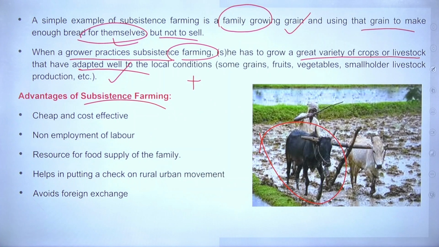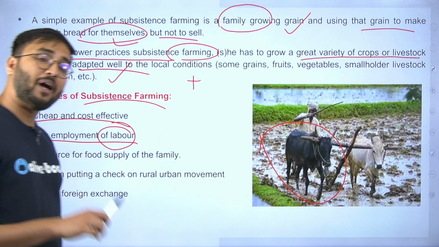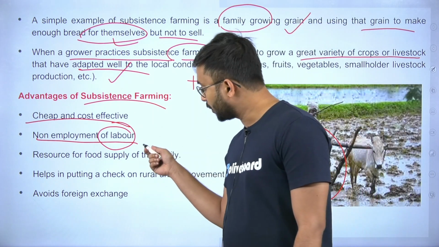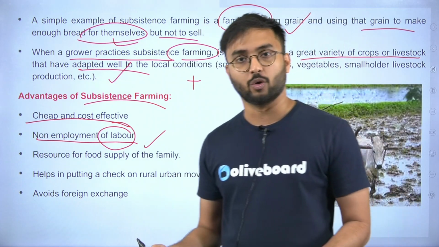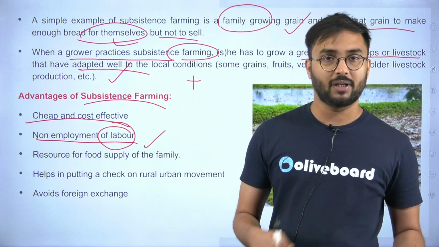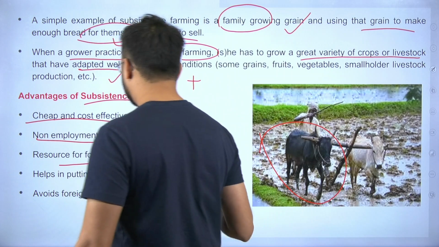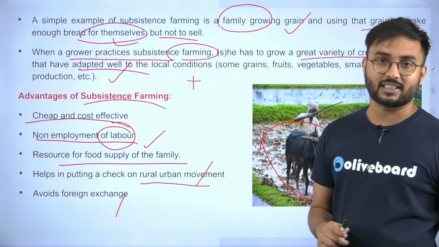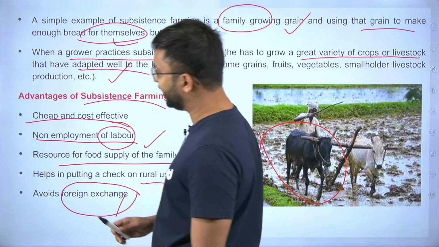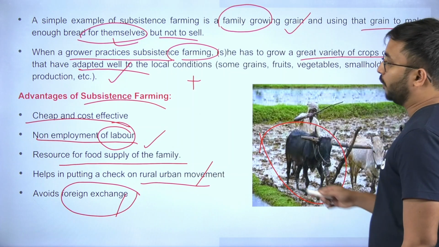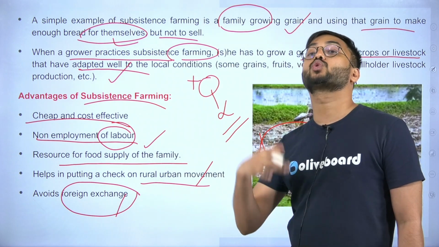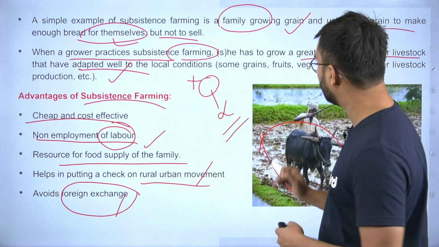Advantages of subsistence farming: first, it is cheap and cost effective. Second, non-employment of labor. Agricultural activity requires a large amount of labor, as agriculture is a labor intensive activity, yet in subsistence farming you don't need hired labor, because you can use your family only, maybe your wife, your children, who come to your agricultural field and carry out the agricultural activity. It is also a resource for the food supply of the family, helps in putting a check on rural urban movement, and avoids foreign exchange also, as whatever produce is there is never sold into the market. It could be exchanged through the barter system at the local level, but not sold into the market.